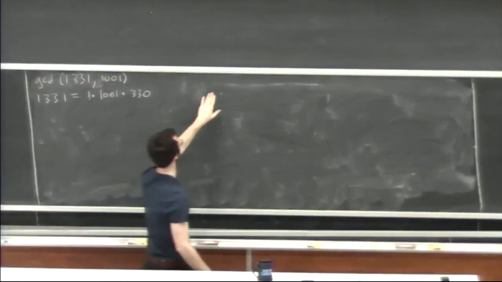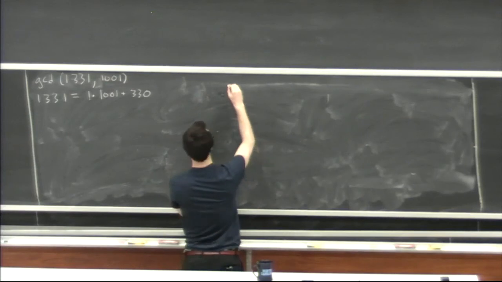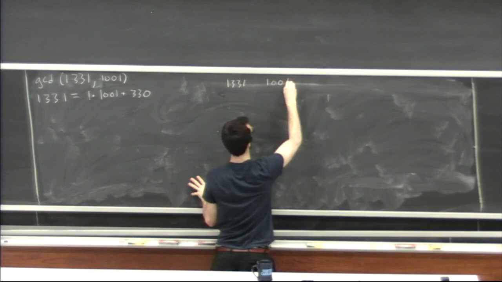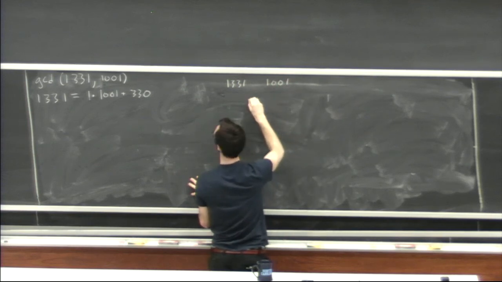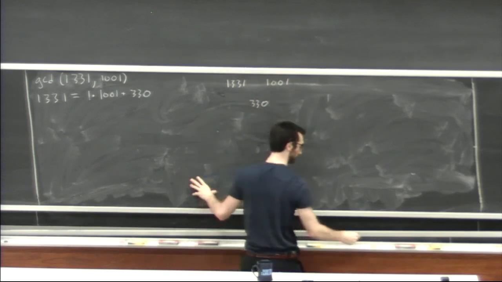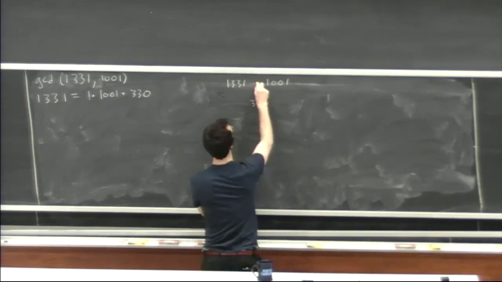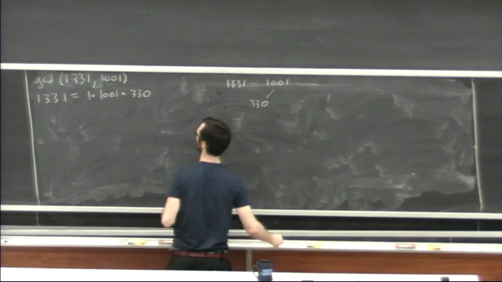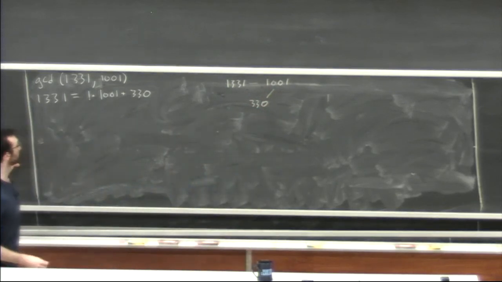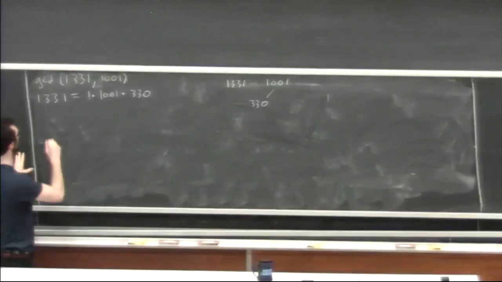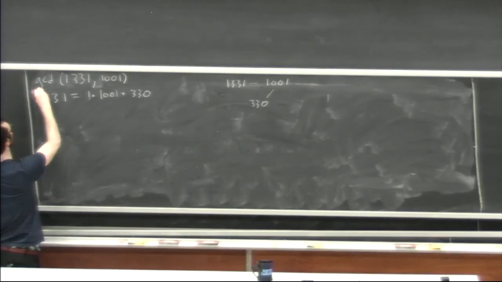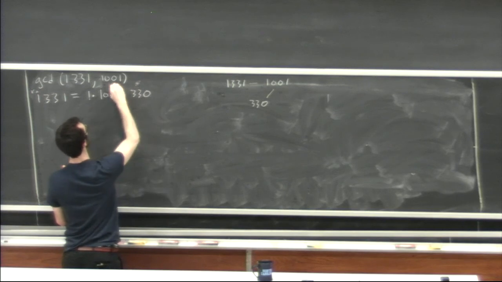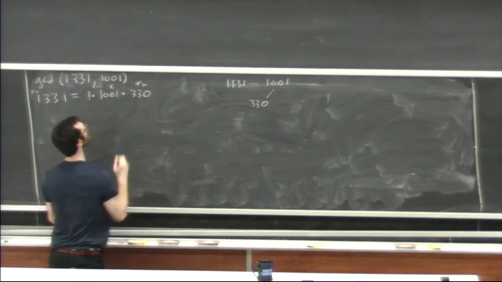Yes. So in essence, what I'm doing is I'm writing my first triangle, 1,331 and 1,001, and then my remainder is 330. I know once again that the GCD of this pair is equal to the GCD of this pair. And now I repeat. So this is my R0, this is my R1, and this is my R2.